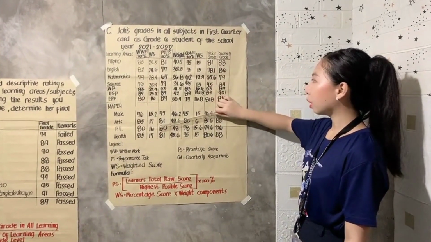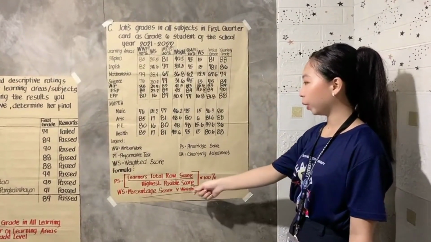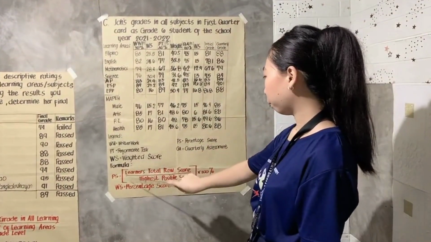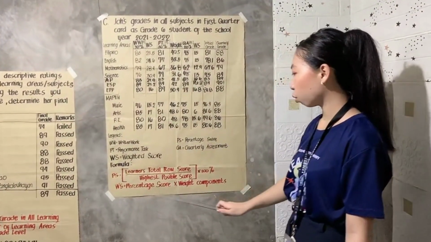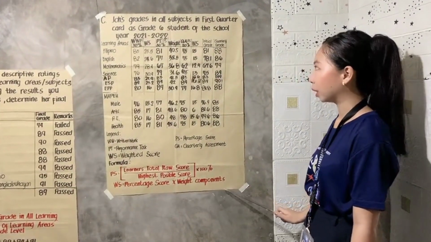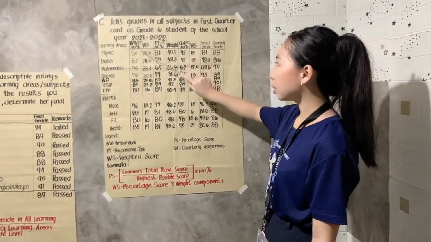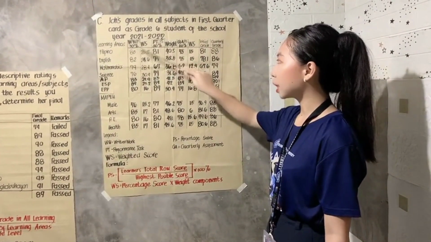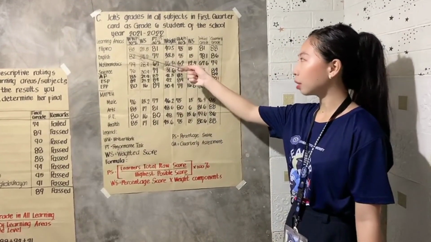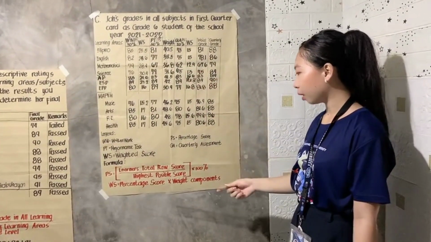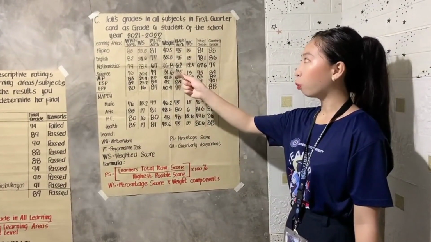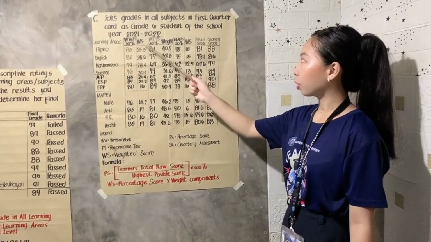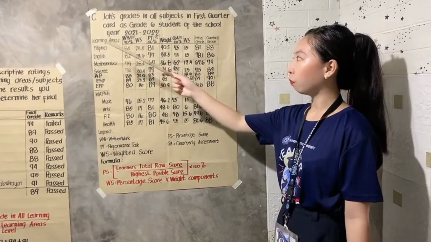So the solution that I have here to get the weighted score is the percentage score multiplied by the weight component. The weight component is 30%, which is for the written work, and the percentage score has already been given, which is 85%. So 85% multiplied by 0.30, that would be 25.5. And that is for the Filipino subject.